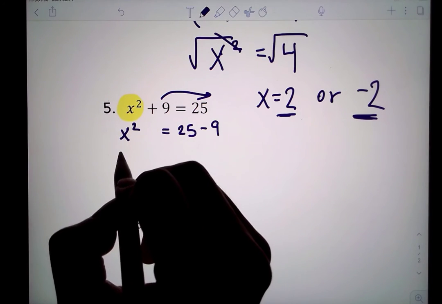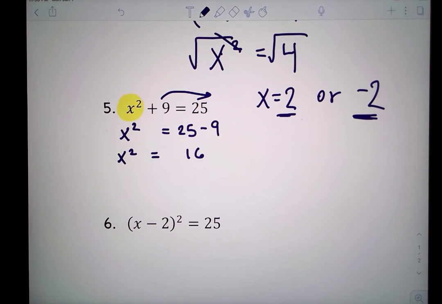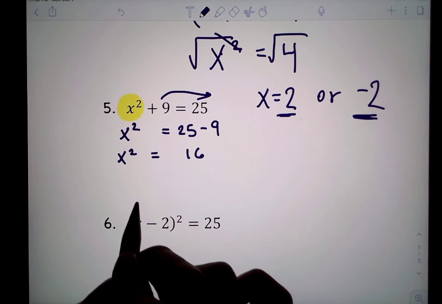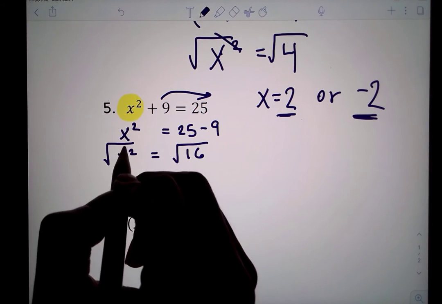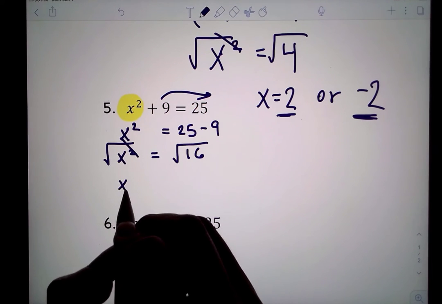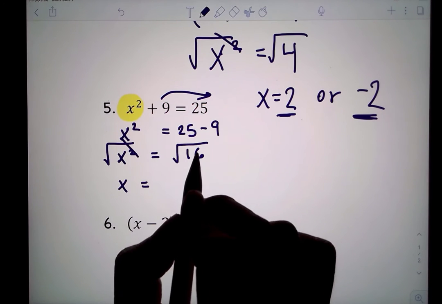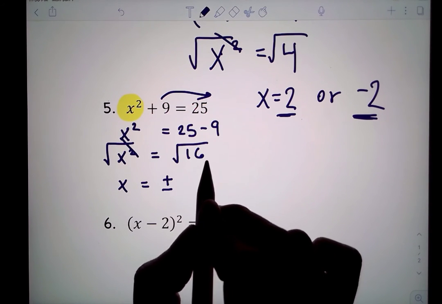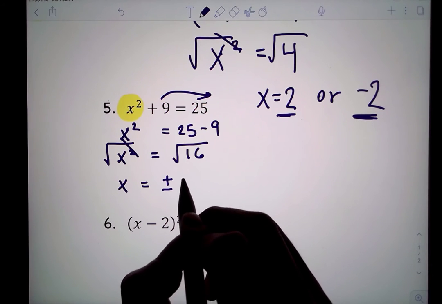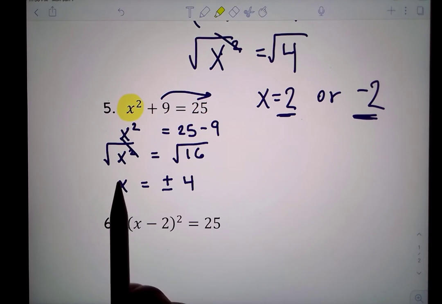Right? What's 25 minus 9? That is 16. And then you take the square root, right? Square root. Then you cancel, and x equals, told you, square root for both. Then you get positive, negative, and square root of 16. Then that is 4, right? So we got our answer. X equals positive, negative 4.